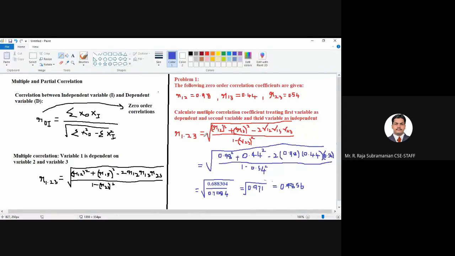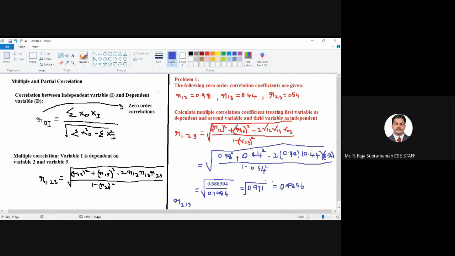If I ask the correlation of 2, keeping 2 as the dependent variable and 1 and 3 as the independent variables, what will be the change here? Don't change much. What will be the formula? If I put R, what will be the notation? Dependent variable will be 2, and the independent variables will be 1, 3. Great. Can anyone say the full formula?